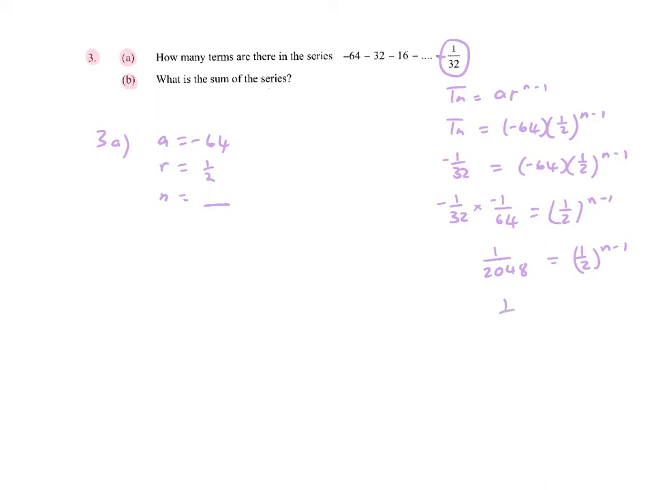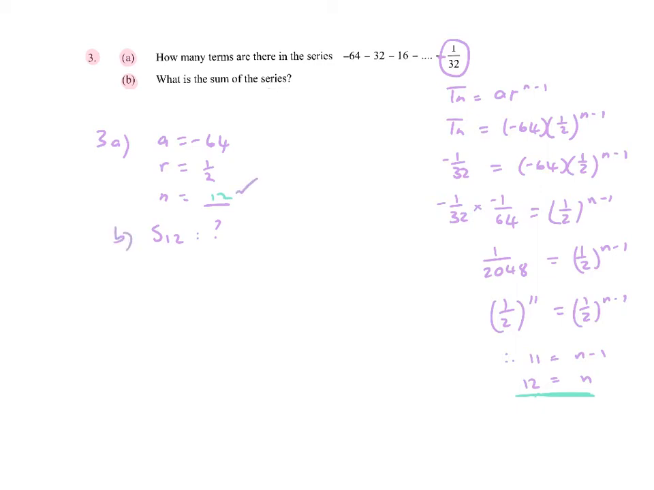That means it's a half. You either use logs now, or you just make the bases the same. This is (1/2)^11, and it's equal to (1/2)^(n−1). Therefore, 11 is equal to n − 1, so n is equal to 12. So we know we're going to find the sum of the first 12 terms. The first part was just to find how many terms there are, so the answer to question a is 12.